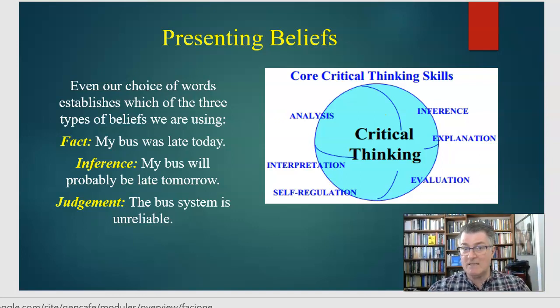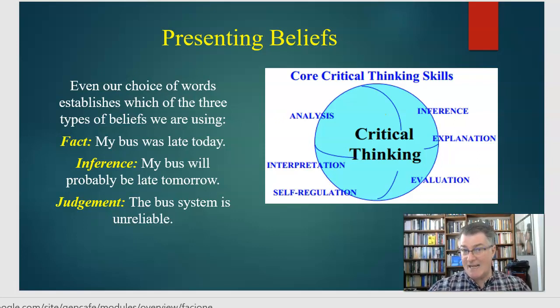Today the bus was late. Tomorrow the bus is likely to be late. Or, more or less based on what I know, it's likely going to happen. That's an inference. But you're still using facts to generate this particular statement. And in the last one, based on the fact that the bus was late today, your inference may kind of collapse or segue into a judgment. Just because the bus was late today, somehow the bus system's unreliable.